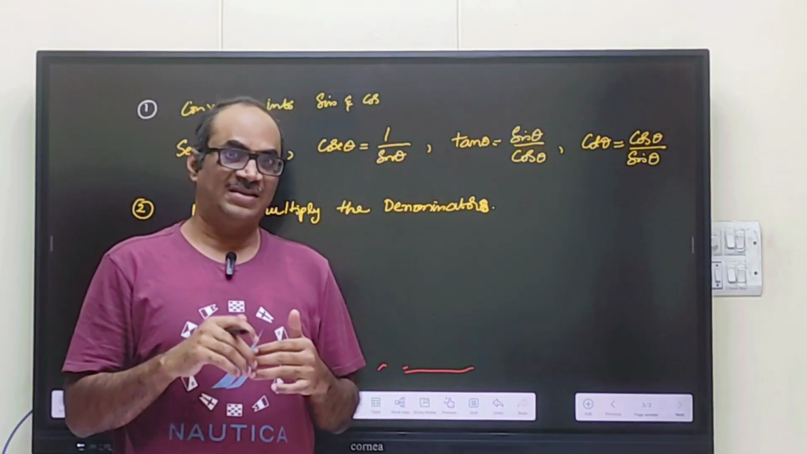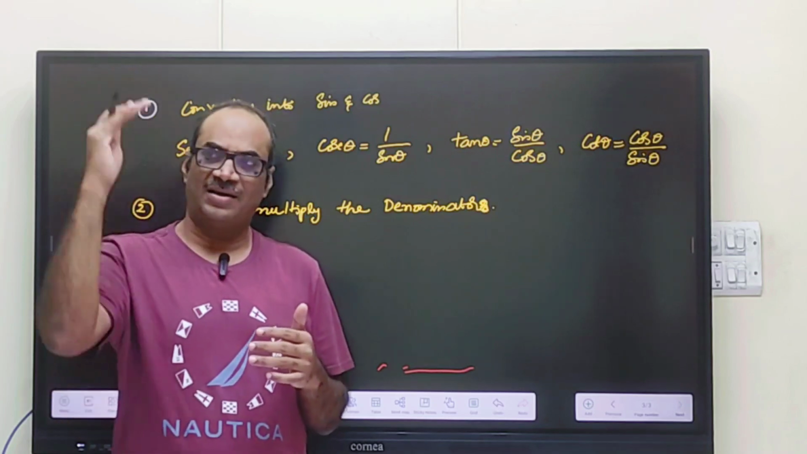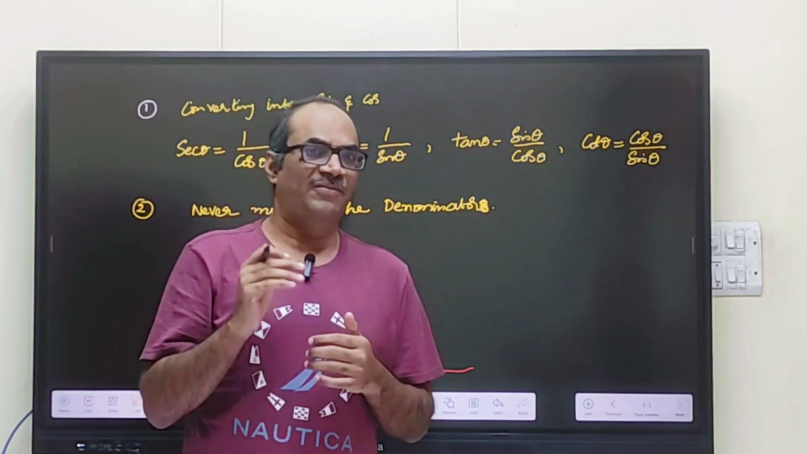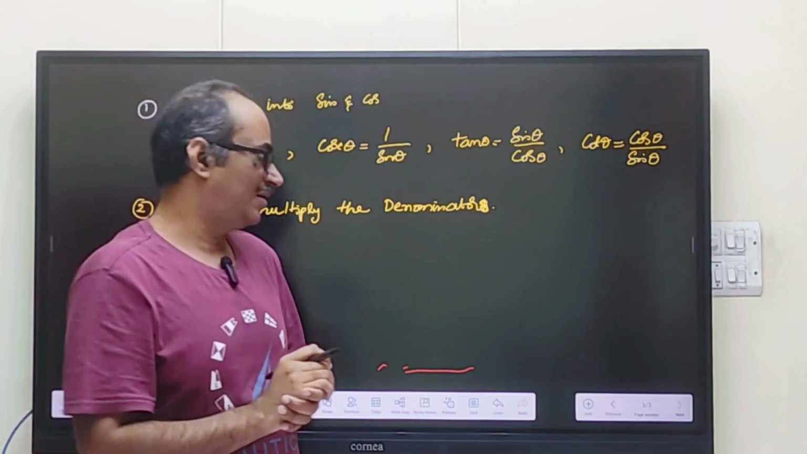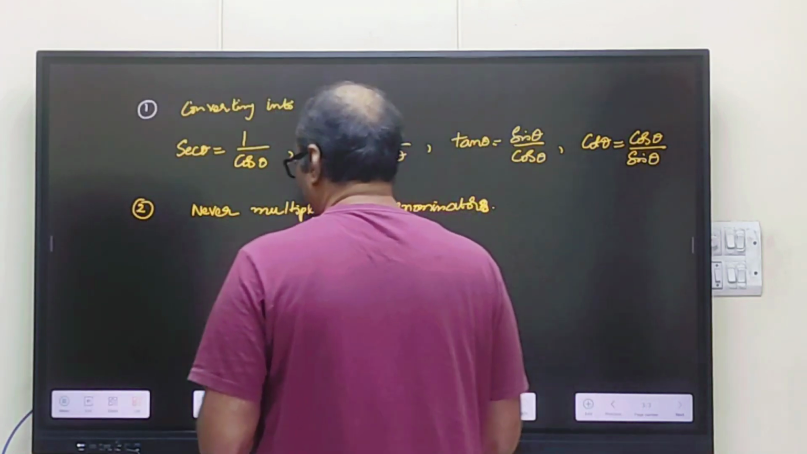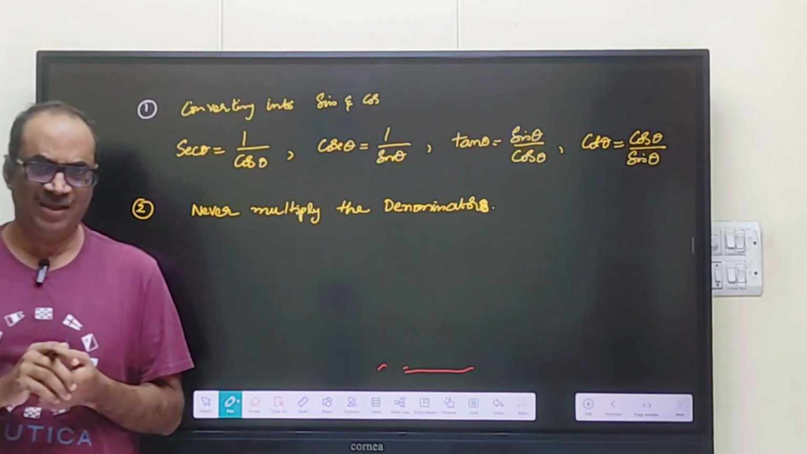Work on the numerator, see can you get cos theta minus sin theta as a factor, then you can cancel it, or you get cos theta as a factor. So you have to work on the numerator more, not on the denominator. So that you have to remember. If you remember these things, then solving the problems will be very, very easy.